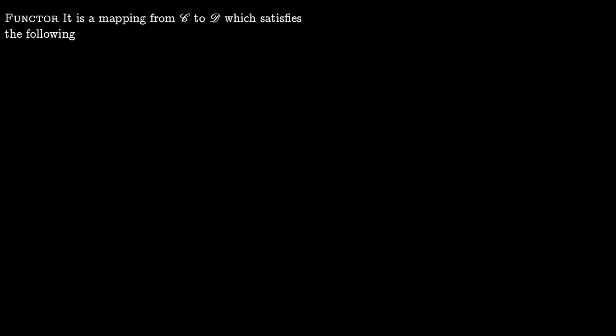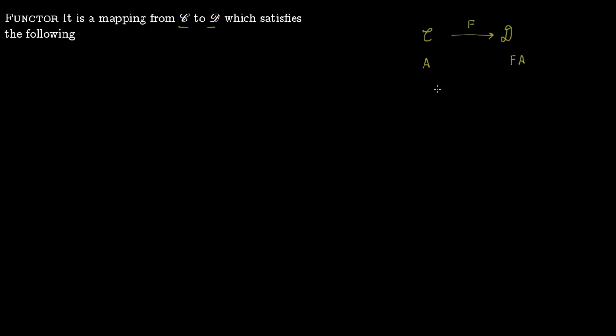In this lecture we define a functor. So a functor is a mapping from category C to category D. So you have category C here, you have a category D here, and a functor is just a mapping. It will take an object A in category C to F of A, which is an object in category D.